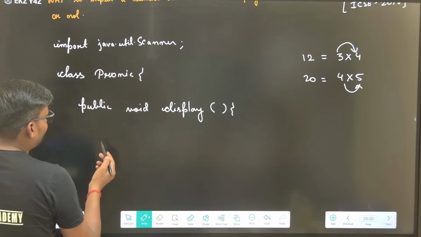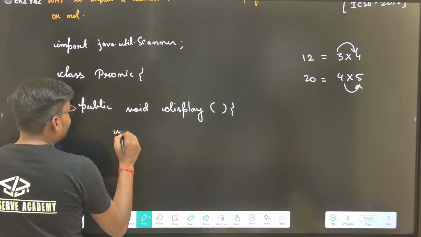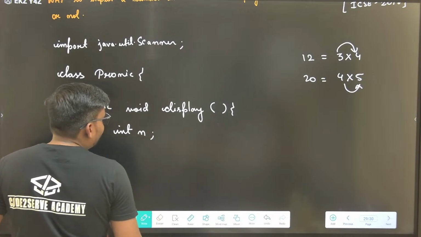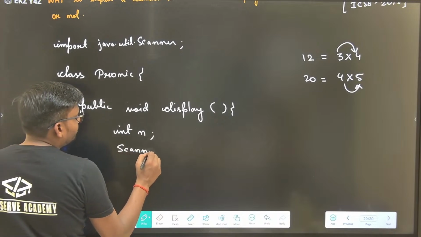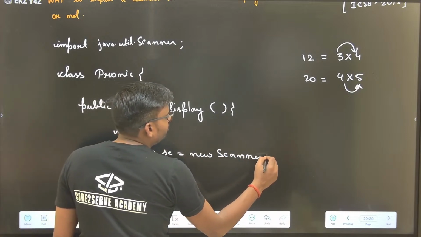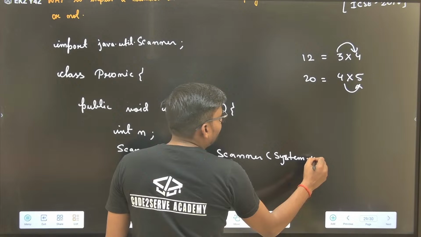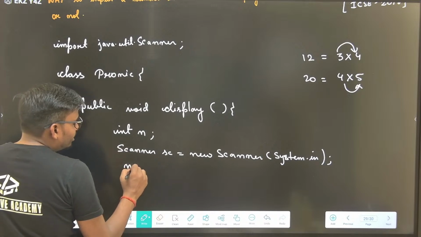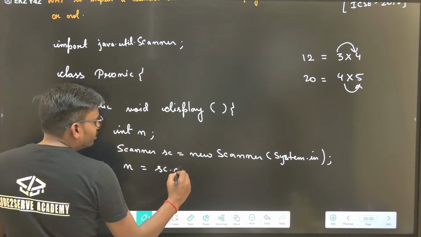Next, first we are going to take input, one number, int n. For this int n, we are first going to create the scanner object: Scanner sc is equal to new Scanner, and in this we have to pass System.in. And then in this n we are going to take an integer input, so sc.nextInt.